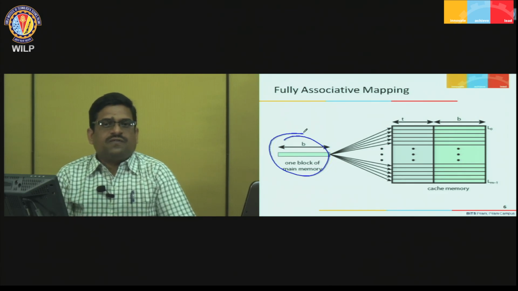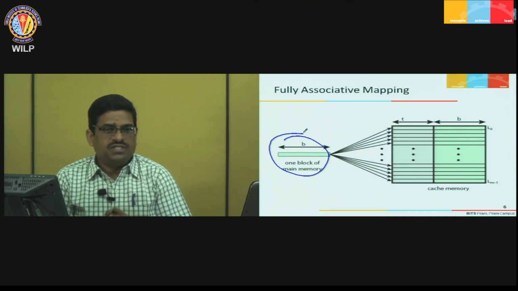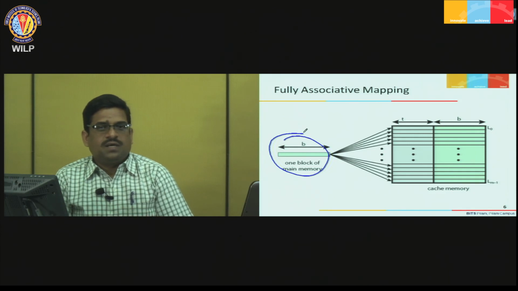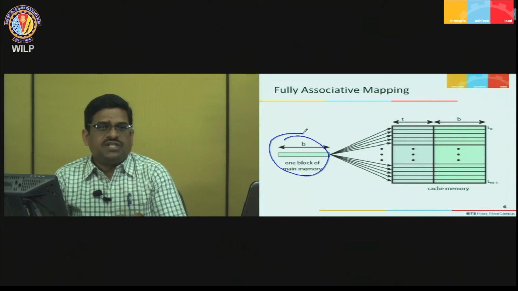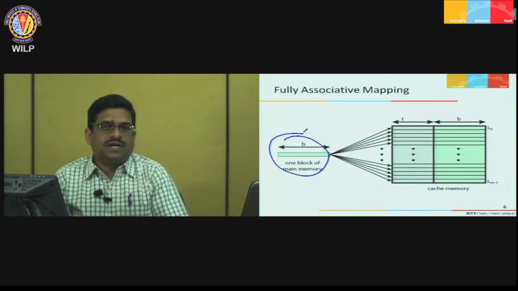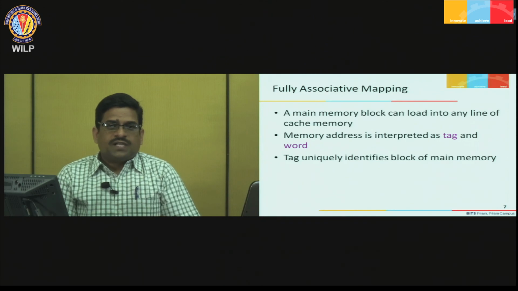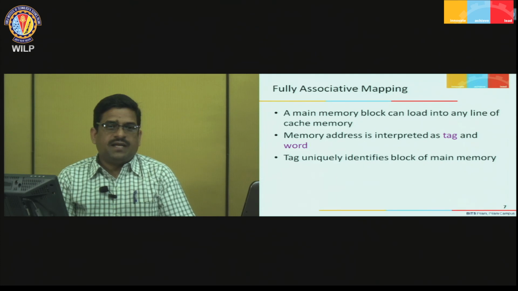So, this kind of mapping is called fully associative mapping. In general it is called associative mapping, but to differentiate it from the next mapping that we will do after this, we use the word fully associative. Fully associative means any block of the main memory can go to any line in the cache memory. So, what is fully associative mapping now? The main memory block can load in any line of the cache memory.